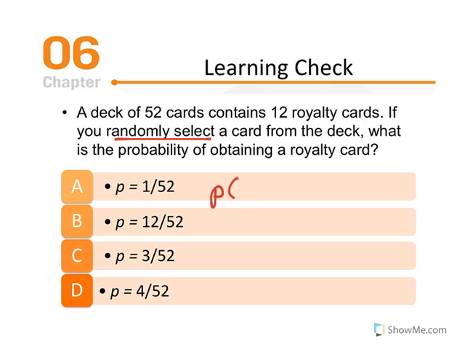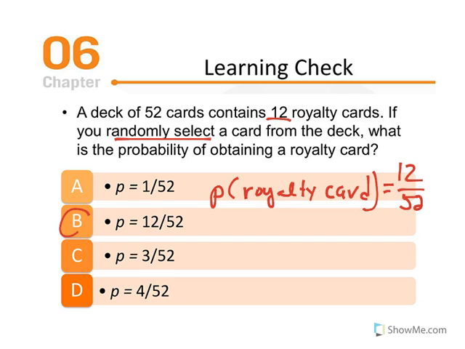So the probability of obtaining a royalty card is equal to the number of royalty cards that we have, 12, over the total number of cards in the deck, which is equal to 52. So we see that this would be our response, and again, we recognize that that could be expressed as a proportion. 12 divided by 52 gives us 0.23, or 23%.